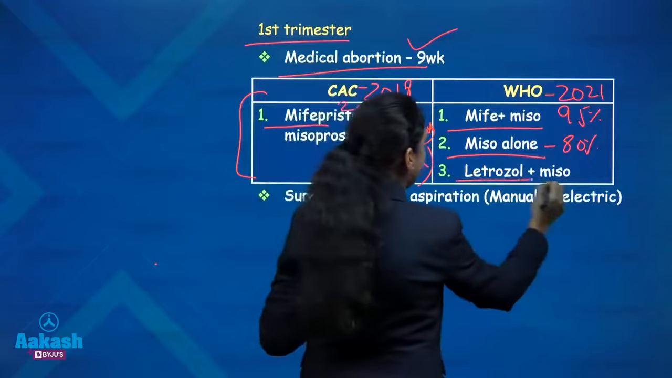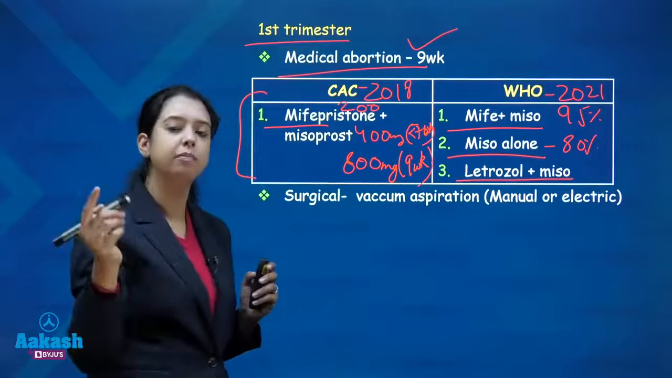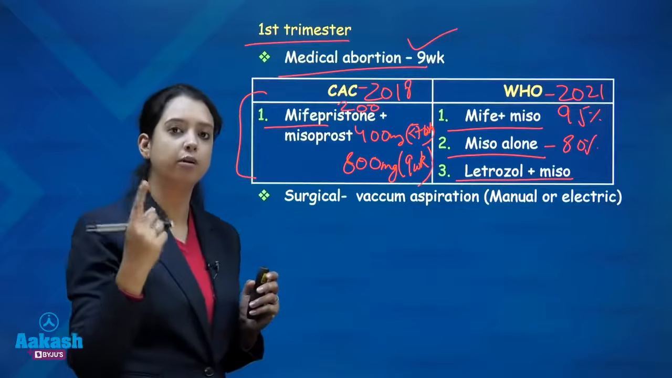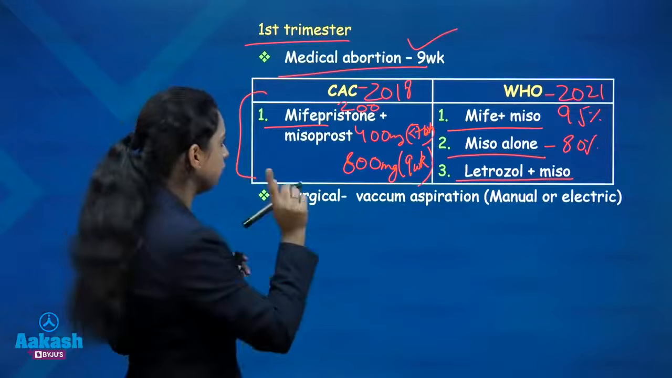The new method in the new guideline is letrozole plus misoprostol. So letrozole plus misoprostol is also another method of abortion in the first trimester. Okay, this is by WHO.